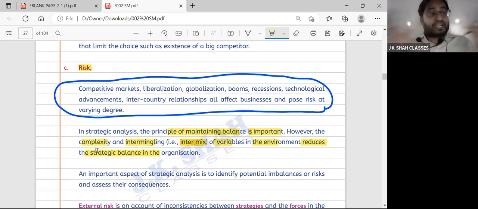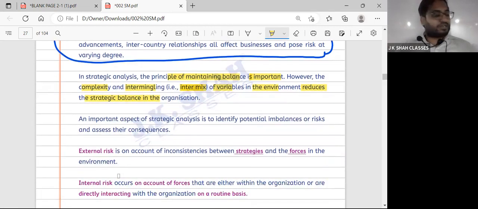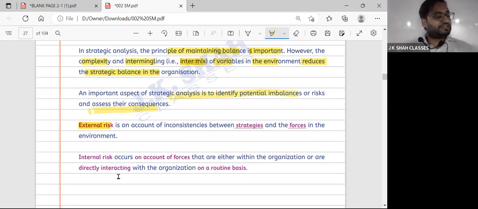So any factor changing in the environment can result into risk. So we need to maintain the balance. An important aspect, look at this, is to identify the imbalances. What are the areas where there are risks, and try to assess: can we mitigate those risks? Can we reduce those risks? We have two kinds of risk, internal and external. Inconsistencies between strategy and environment is external.